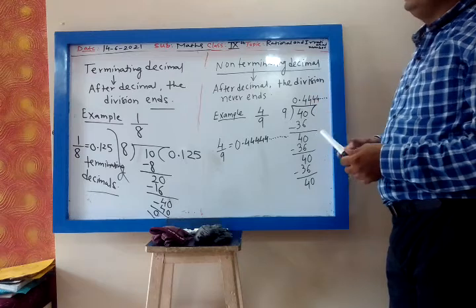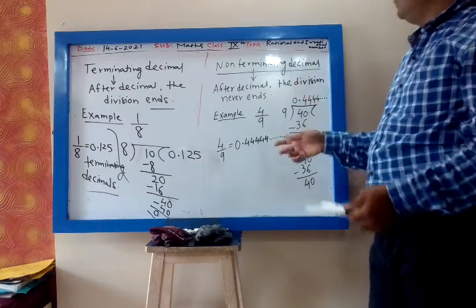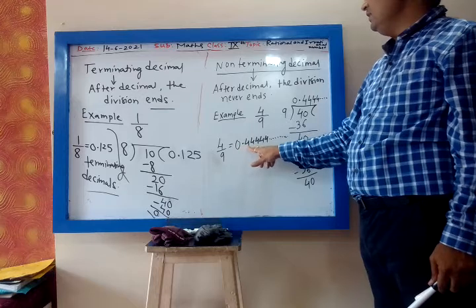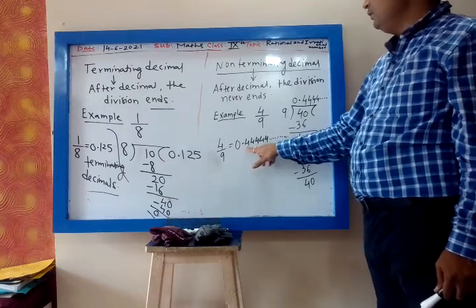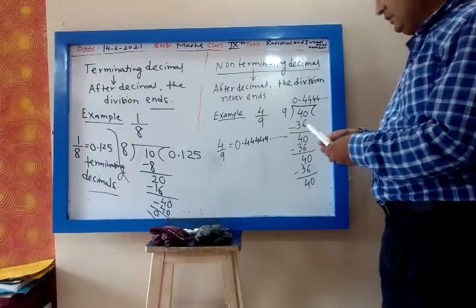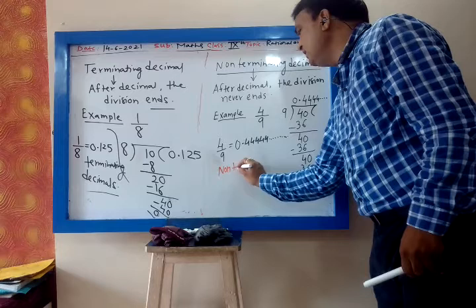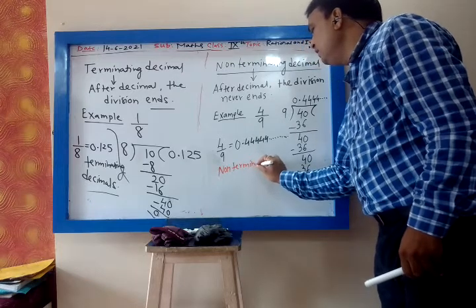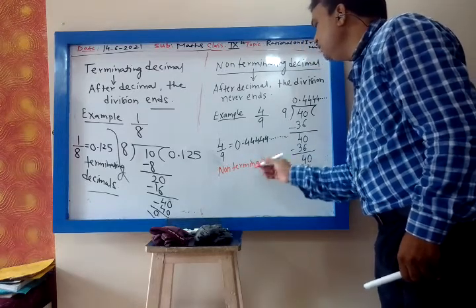It is recurring. One digit or a set of digits is repeated. In this, after the decimal, the digit 4 is repeating. The digit 4 is repeating, which means the division never ends. So this is a non-terminating decimal. So 4 upon 9 is a non-terminating decimal. In a non-terminating decimal, after the decimal, the division never stops.